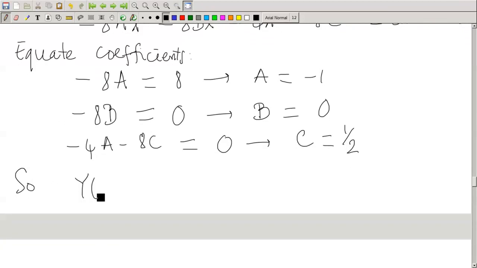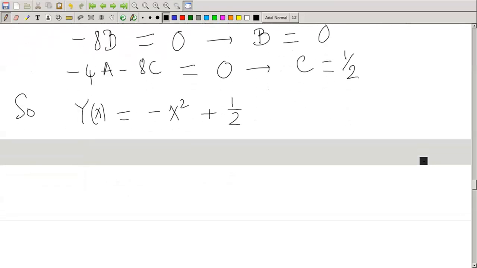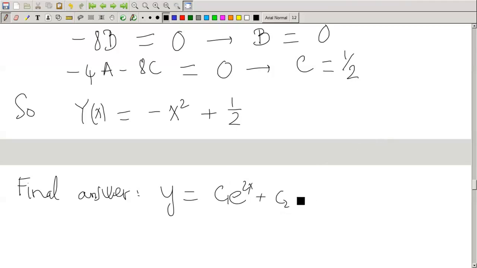So our capital Y of x is ax squared, which means minus x squared, plus bx, which is 0x. We don't need to write that. Plus c, which is a half. And the final answer is y equal to c1 y1, which is e to the 2x, plus c2 y2, e to the minus 2x, plus c3 y3, which is cosine of square root of 2x.